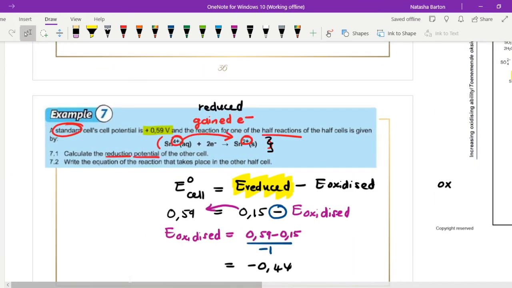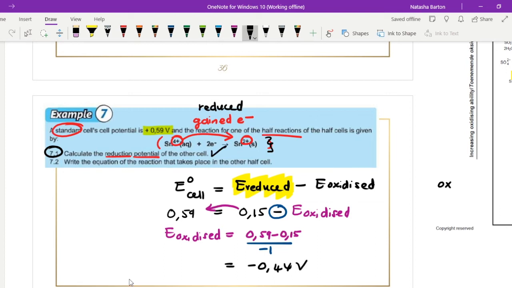So all that we now need to do is go and find out what that cell is. Oh, they don't say so. So we're done with question 7.1. Calculate the reduction potential of the other cell. We've done that. That's given in volts, please. Don't forget that. Then 7.2 says write the equation of the reaction that takes place at the other cell.